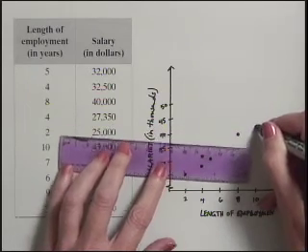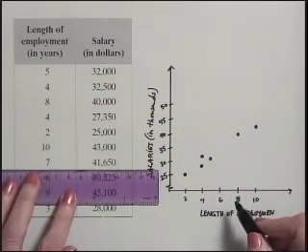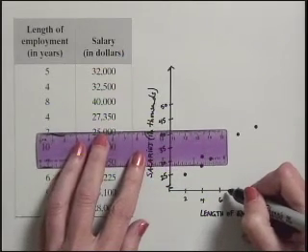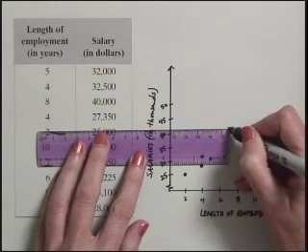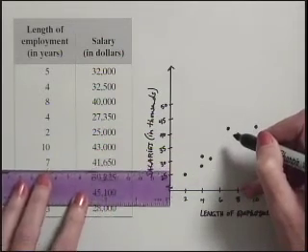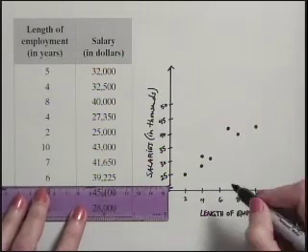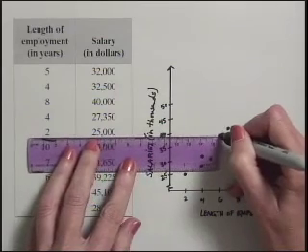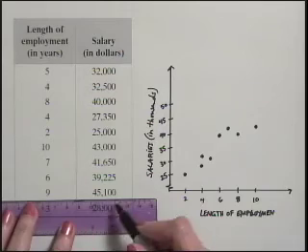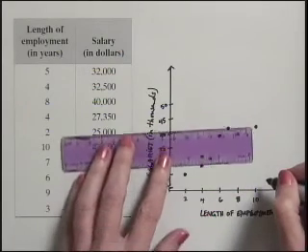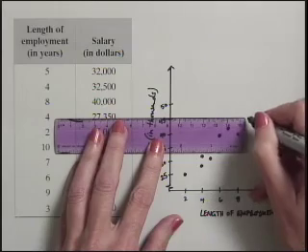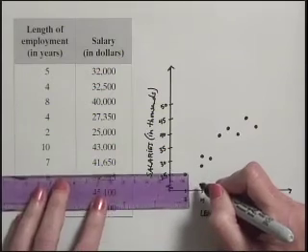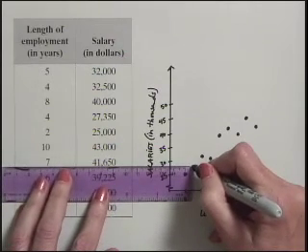And about right there. We have 7 and 41,650. So at 7, I need to go up to a little above 41,000. About right here. At 6, we have 39,225. So at 6, we're going to be just under 40,000. About right there. 9, 45,100. So at 9, I need to go to just above the 45,000. And at 3, I have 28,000, so 3 and 28,000, about right there.